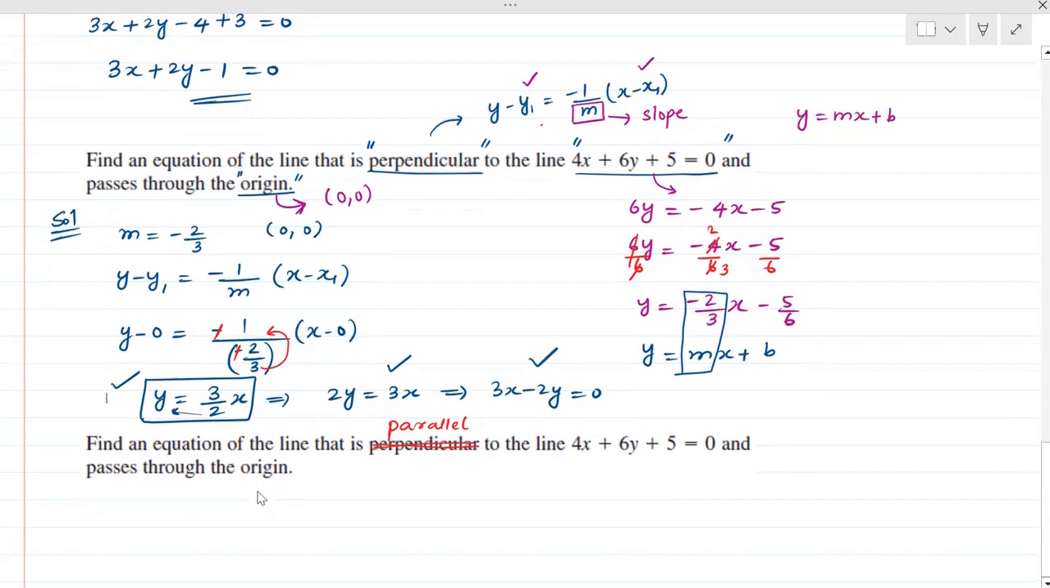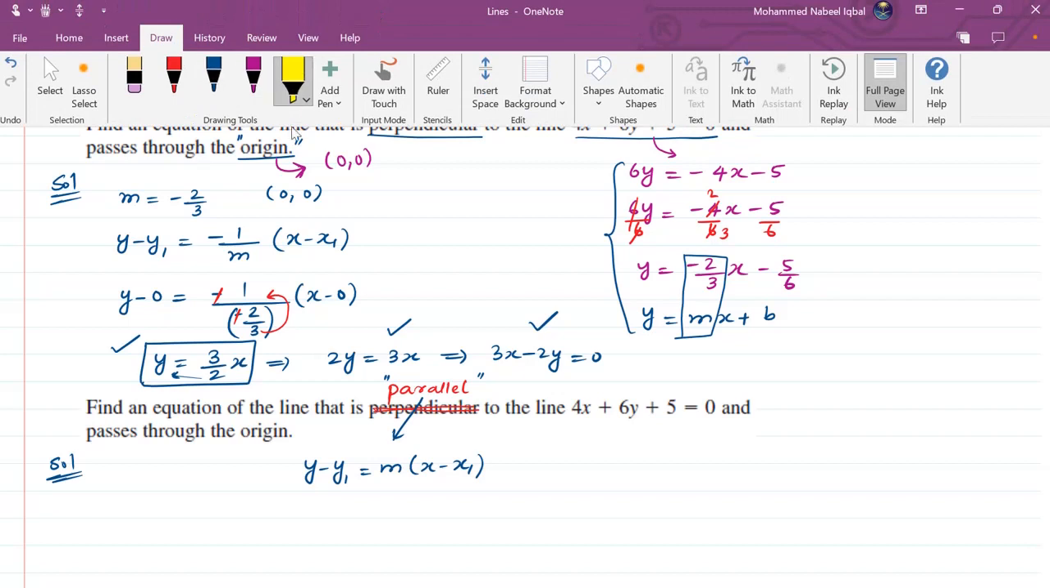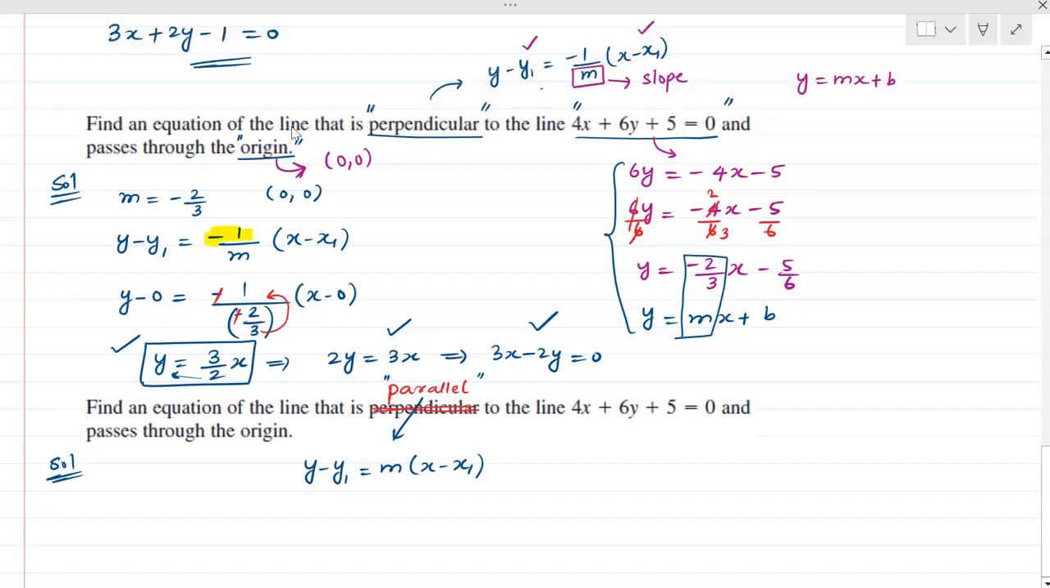So this is the perpendicular. If the same question is asking for the parallel, what happens? Let us start with the same thing. Everything, the story is going to be the same. This slope is going to be the same. The only change is where? In the formula. What is the formula here? For the parallel, we will use the formula y minus y1 equals m times x minus x1. This is the only difference between the parallel and perpendicular. Perpendicular means minus 1 over m; for the parallel, we will have m.